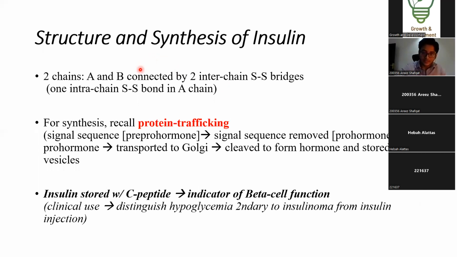Okay, the structure of insulin: there are two chains, A and B. They're connected by two disulfide bonds. That's all you need to remember. For synthesis, people concentrate too much on this. For me, I just remember protein trafficking. I think it was given to you guys in MOL 1. If you remember, proteins that are secreted from the cell have to go through a specific pathway. They are synthesized with a signal sequence at their N-terminal.